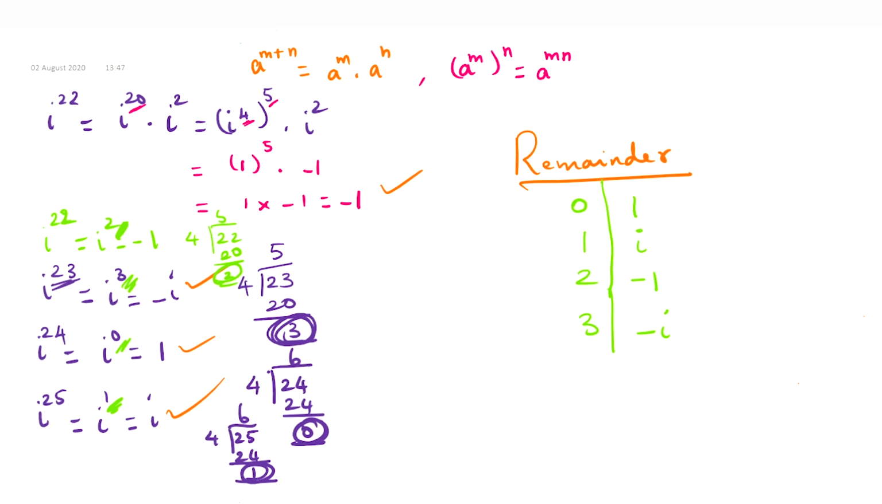Okay. So when we have the powers of i, we have to divide the power by 4. So i power anything is equal to i power remainder. Keep it in mind, we have to divide it by 4 and write the remainder. So i power anything is equal to i power remainder.